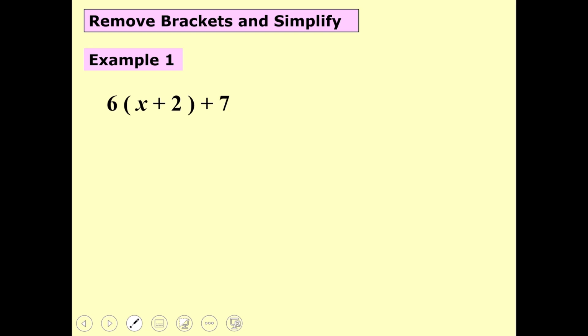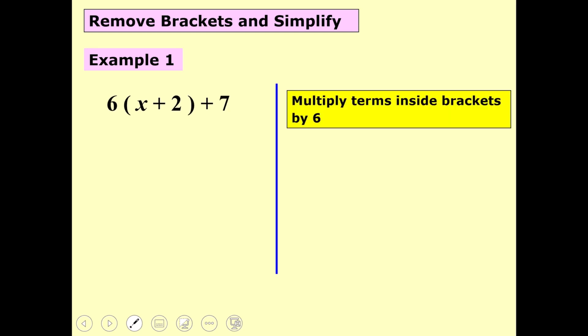So for instance, if we have this expression here, 6(x + 2) + 7, we are going to be asked to simplify this expression, expand the brackets. So the first thing we're going to do is use our skills of expanding brackets and multiply the terms on the inside of the bracket by 6. So first step, 6 times x gives you 6x, and then 6 times 2 gives you plus 12. And notice on the end here we've got our plus 7. We've not done anything with that yet, so we're just going to stick that on the end there.